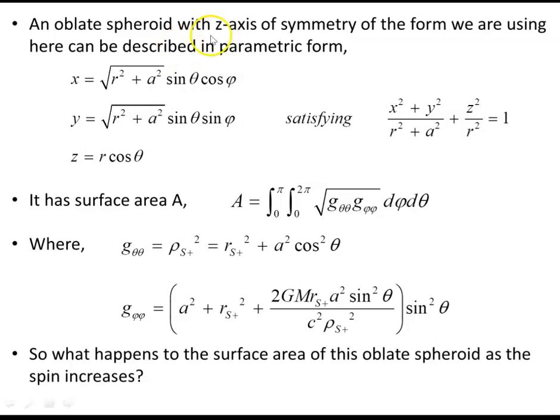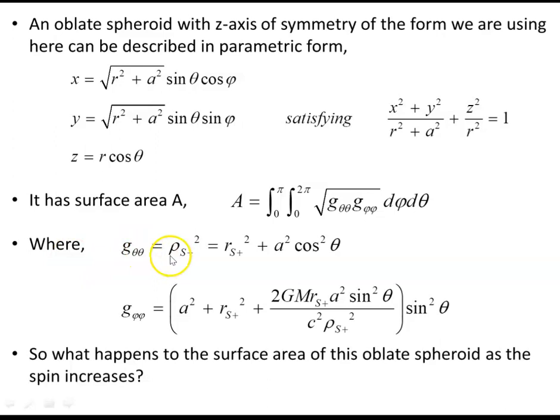All right, now an oblate spheroid with z-axis of symmetry of the form we are using here can be described in the parametric form as I've shown in previous videos, satisfying this equation here. Its surface area A is this double integral. Remember, we're in curved space now, so you must consider the metric components in the integral. In flat space, these are just 1, and we'd integrate d phi d theta, but we're in curved space, so we must have the square root of the area element in curved space, so the square root of g theta theta g phi phi. And phi we're integrating over 0 to 2 pi, theta over 0 to pi.